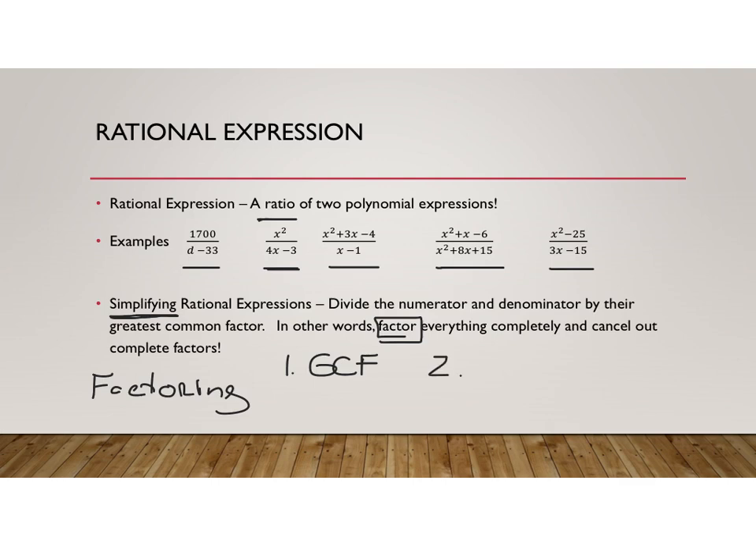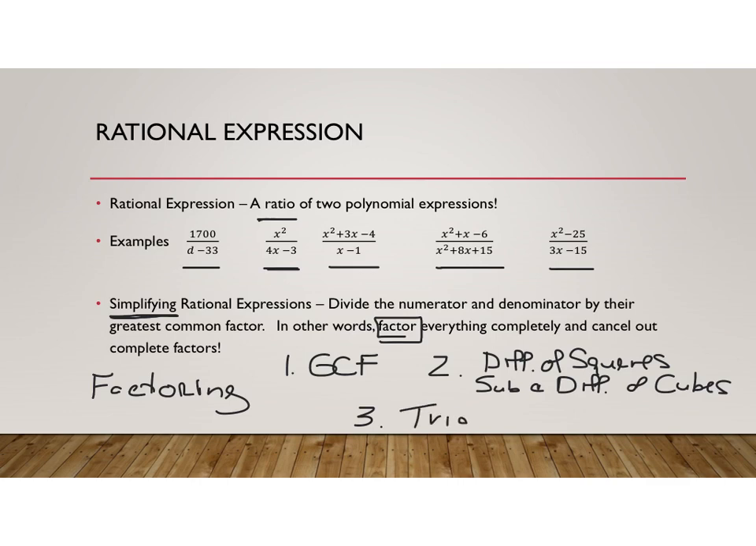Step number two was to look for difference of squares or possibly sum and difference of cubes. Now in this chapter we will not have any problems dealing with sum and difference of cubes. And then our third step was factoring by trial and error. Now we did some other things like grouping and the rational root theorem in order to factor, but this lesson will not go that much into detail.